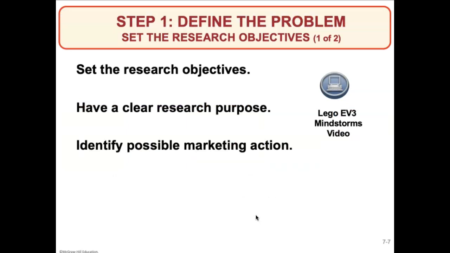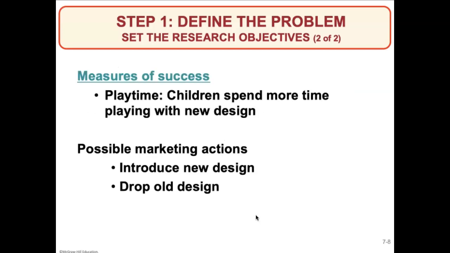So in defining the problem, first you need to realize that there is perhaps an issue or a problem that needs to be solved. With that, then you would set research objectives in terms of what research may need to be done and how. You need to have a clear research purpose and identify possible marketing action to go along with that.